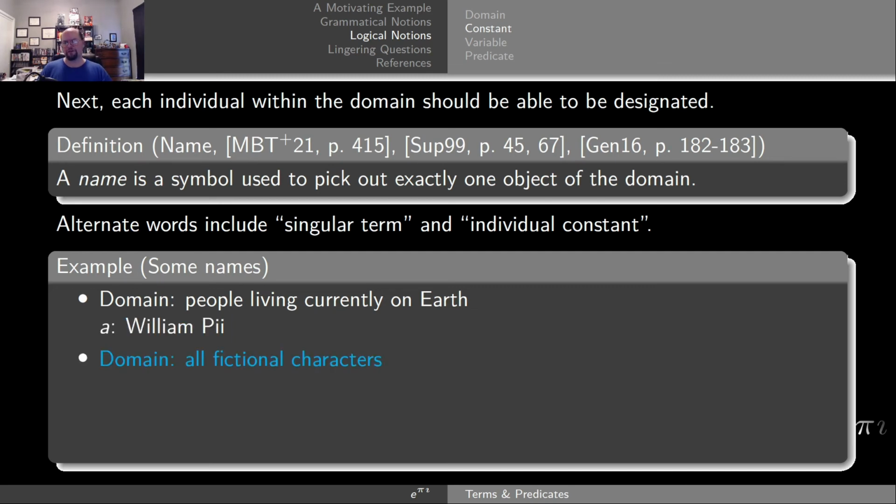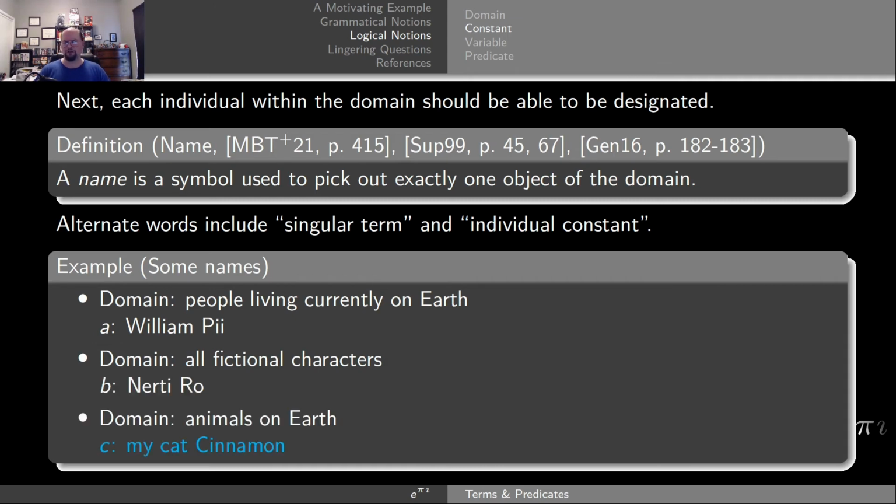In the domain of all fictional characters, you have my character, Ne'er She Wrote, who could be designated with a lowercase b. And in the domain of animals on Earth, you have my cat Cinnamon, who could be designated with a lowercase c. And this is the convention usually taken, that the constants are designated with lowercase italic letters from the beginning of the English alphabet. But keep in mind that other people have different conventions, so pay very close attention to how the paper you're reading is actually defining their constants as they go.